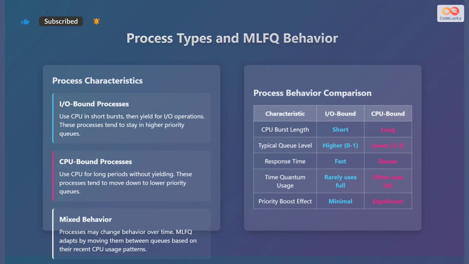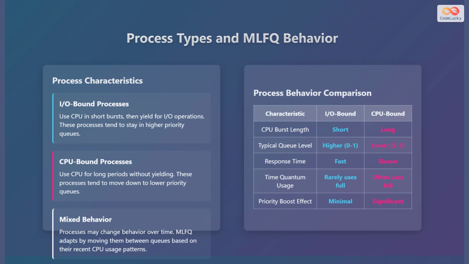Let's examine how different types of processes behave under multilevel feedback queue scheduling. First, input-output bound processes use the CPU in short bursts, then yield it for input-output operations. Because of this, they tend to stay in higher priority queues, getting quick response times. CPU-bound processes, on the other hand, use the CPU for long periods without yielding. These processes tend to move down to lower priority queues as they use up their time quantum. Finally, some processes may exhibit mixed behavior, changing over time. Multilevel feedback queue adapts to this by moving them between queues based on their recent CPU usage patterns.